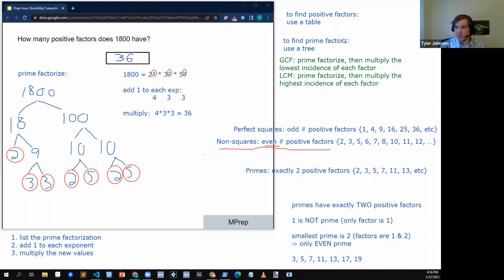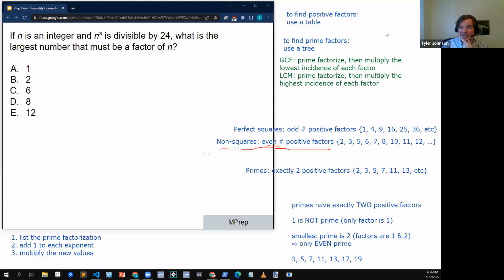All right, next thing we're going to do. More factor stuff. No surprise there. This one's kind of like a hybrid of pure math and a word problem, which is interesting, but see if you can unpack this and then we'll take a look together.